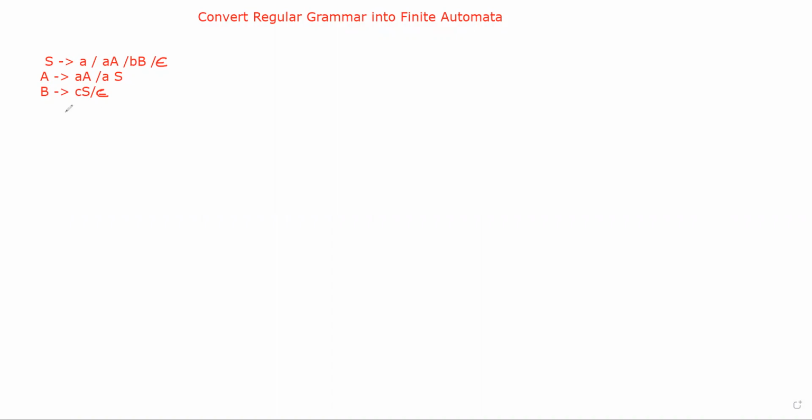So what is the first step if you want to convert a regular grammar into finite automata? The first step is you have to convert the given grammar into epsilon free regular grammar. Okay, what is an epsilon free regular grammar? The right hand side of any production does not contain an epsilon production. That is, each and every production does not contain null production.